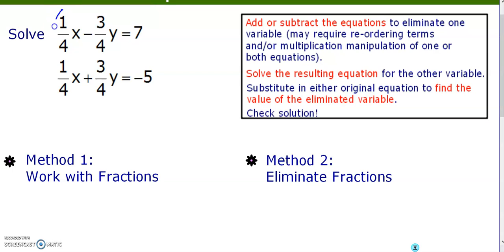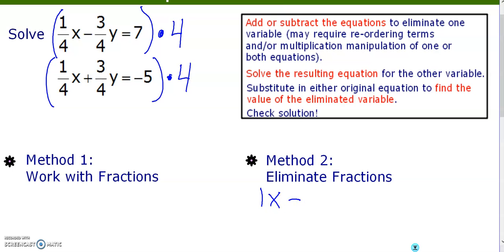So we're going to go ahead and eliminate that bottom number, that fraction, by multiplying by 4. We're going to multiply both of these by 4. So we eliminate the need to work with the fractions. 1/4 times 4 is 1x. Minus 3/4 times 4 is 3. And 4 times 7 is 28. Don't forget to multiply everything.